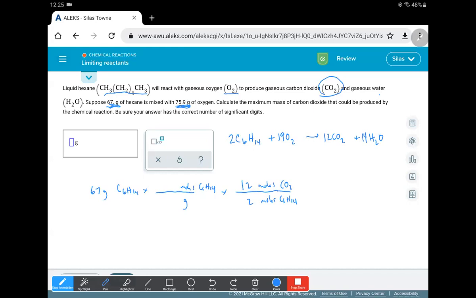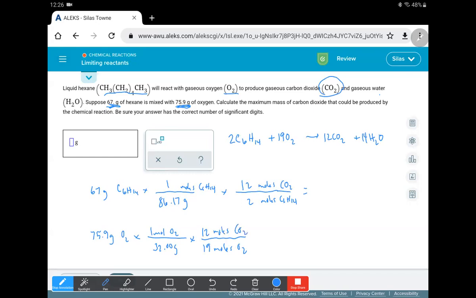Let's figure out our molar mass. So 14 plus 6 carbons, so 12.01 times 6. So I got 86.17 grams per 1 mole. So I can solve there. Let's write our other one out. 75.9 grams of oxygen, 32 grams per 1 mole. And then here we got 19 moles to that same 12.